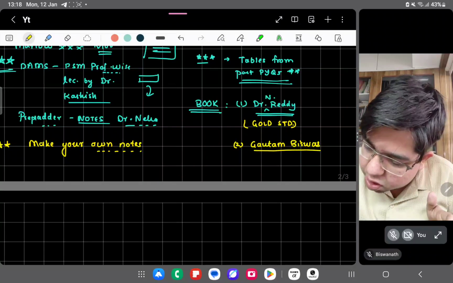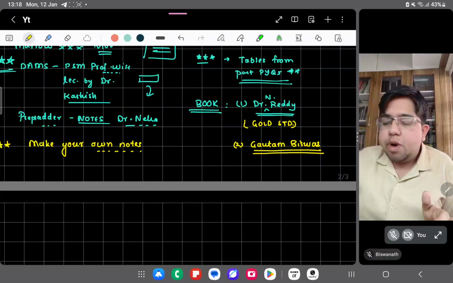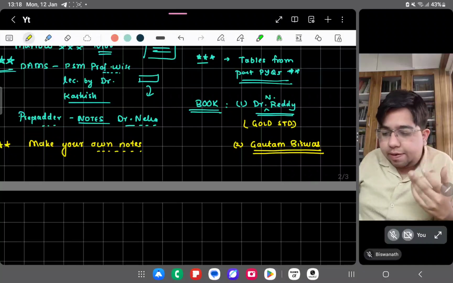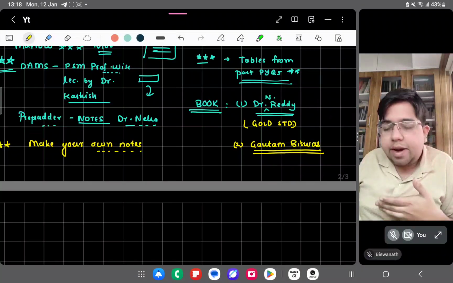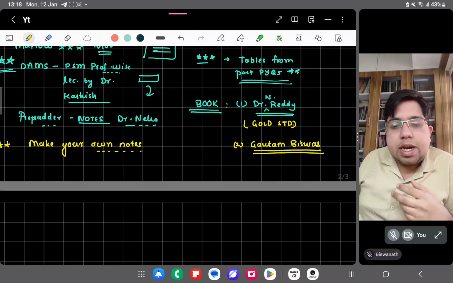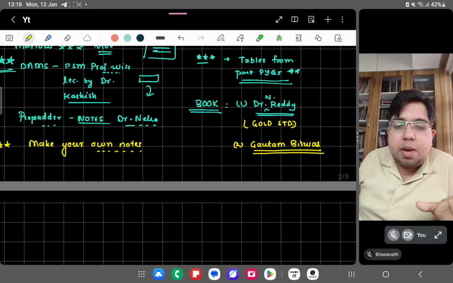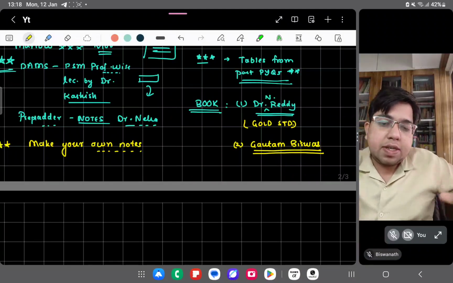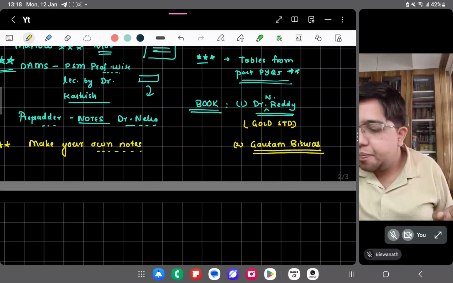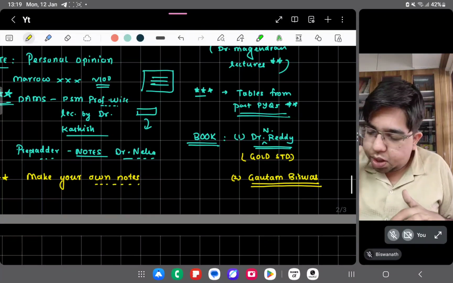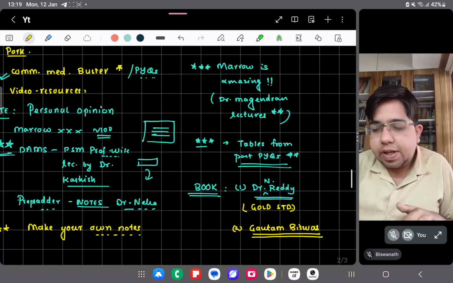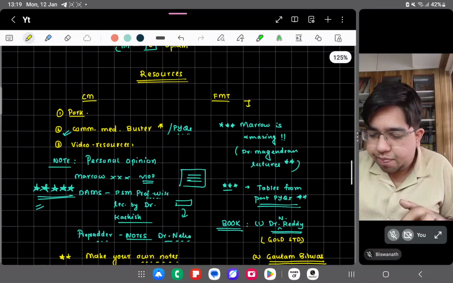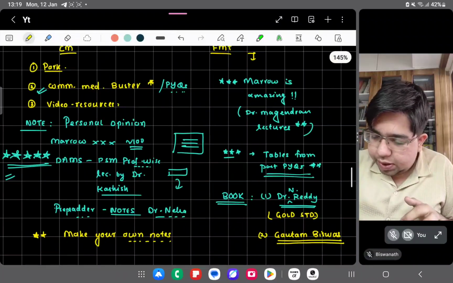My choice was Dr. N. Reddy, but if you want, you can keep Gautam Biswas. It's a very good book, right? It's more detailed than Reddy, but gold standard is gold standard. Any book with more information doesn't make it the gold standard, right? So Reddy and Gautam Biswas, these two books will do the job. So these are the resources you have to do.